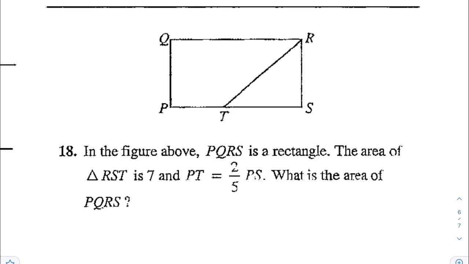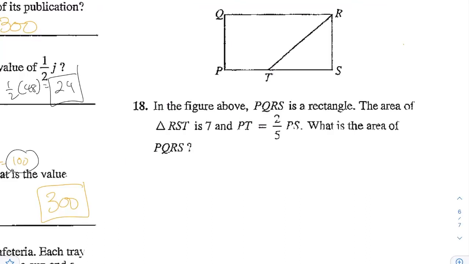All right, next for number 18: in the figure above, PQRS is a rectangle. The area of RST is 7, and PT is equal to 2 fifths of PS. What is the area of PQRS? Right, so for question number 18, PQRS is a rectangle, and the area of triangle RST is 7, and PT is 2 fifths of PS. What's the area of PQRS?